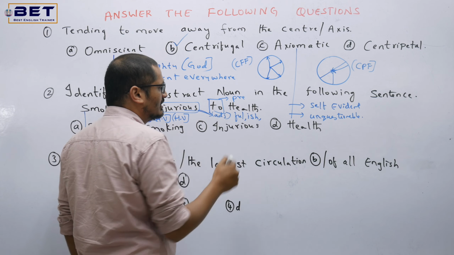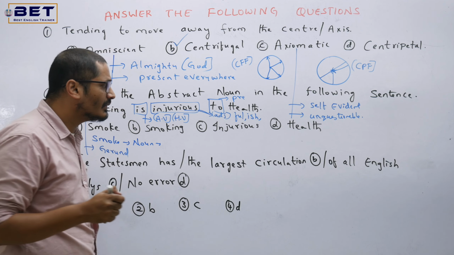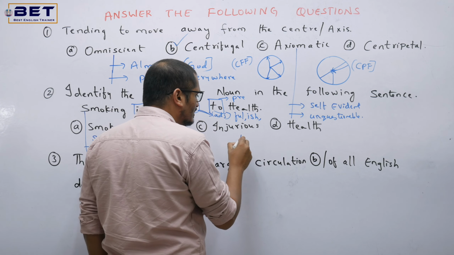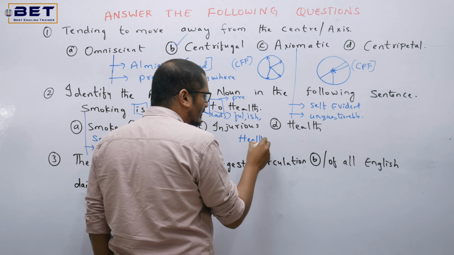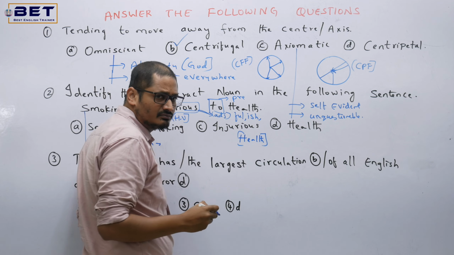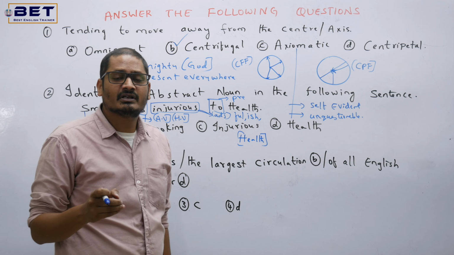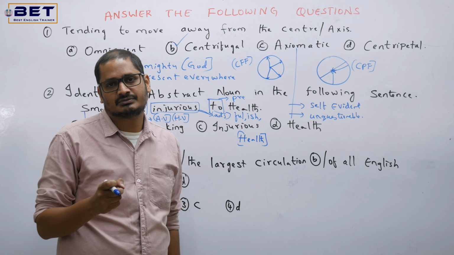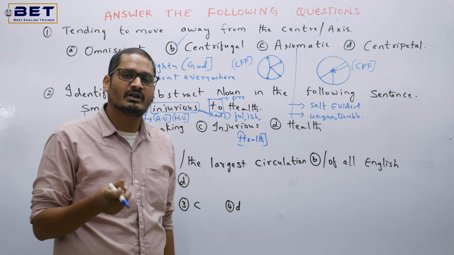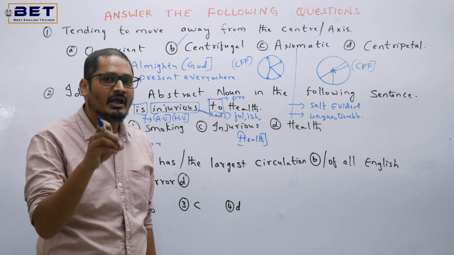And next we have health. Now what is this health? Health is the abstract noun. Now what is an abstract noun? An abstract noun is something which we can feel but we cannot touch. We can feel it but cannot touch it. That we generally call the abstract noun.